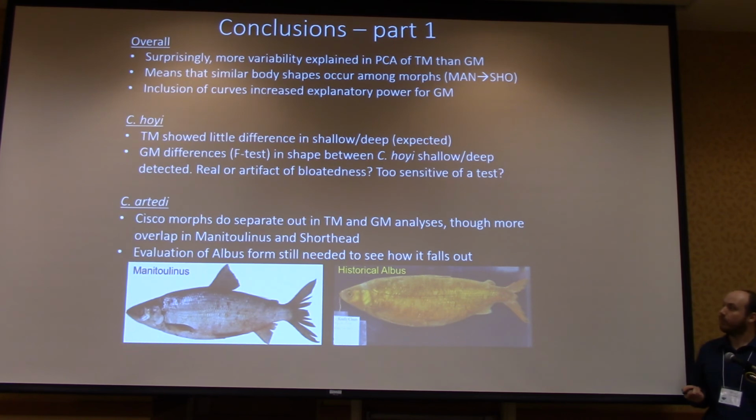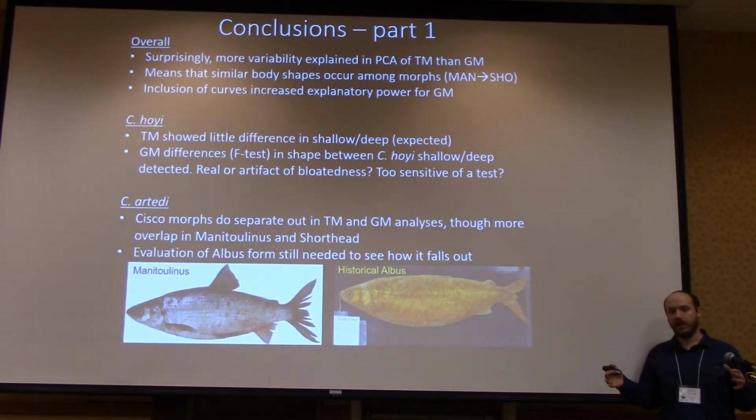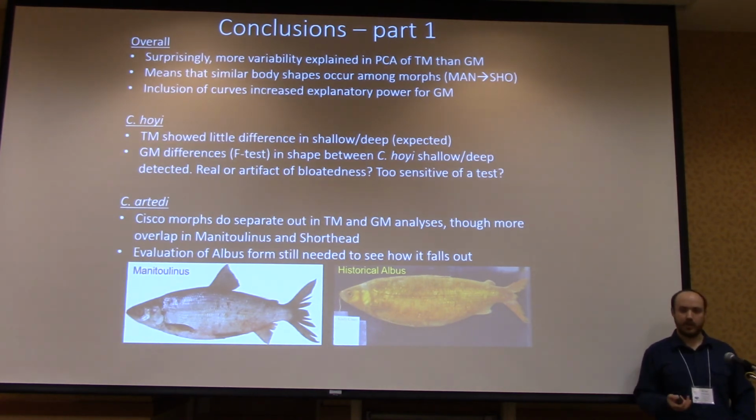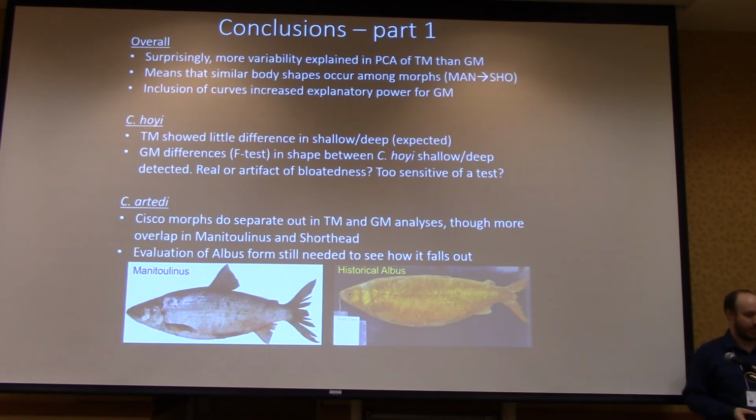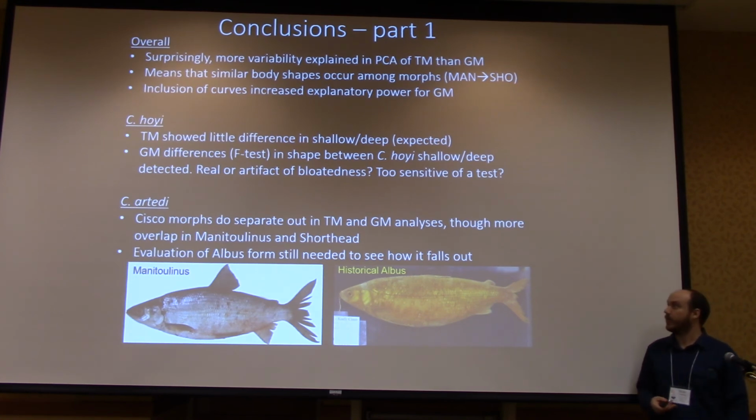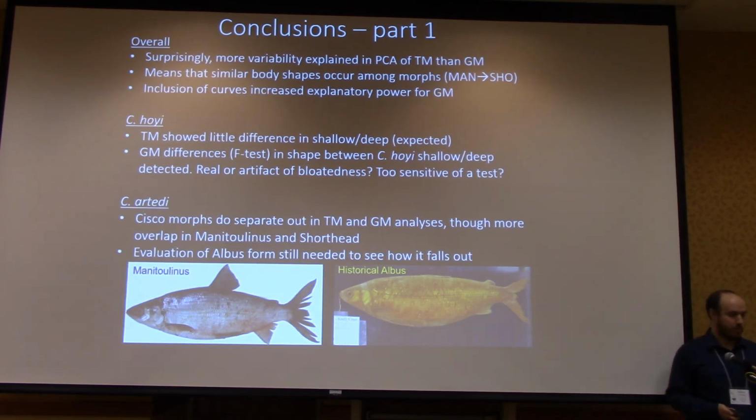And you see in the geometric morphometrics, there's much more overlap between Manitolinus, which is one of the deep-bodied forms, and Shorthead, which is also a deep-bodied form. So that's interesting, maybe that there's other differences that are better explained between these 2 morphs using a traditional approach rather than a shape analysis. Inclusion of the curves did explain slightly more variation in the GM approach.